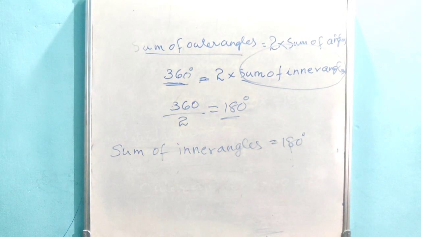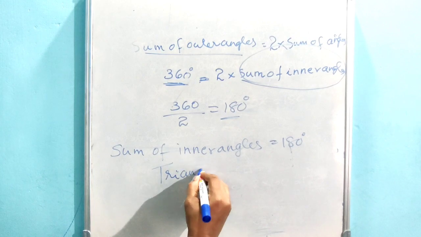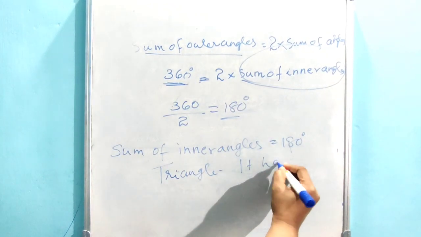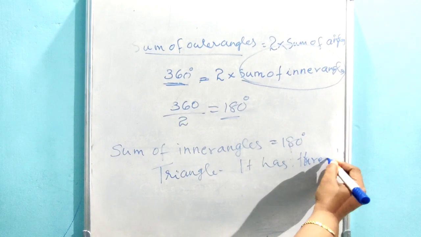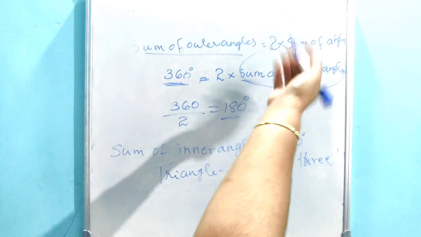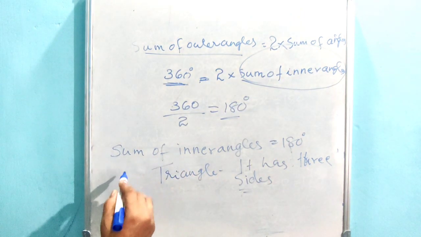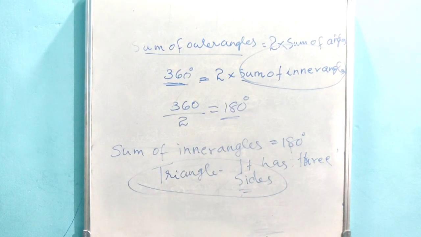Then how many sides does it have? If the sum of angles of a polygon is 180, what type of polygon is it? Yes, it is a triangle. Triangle means it has 3 sides, right? So, if the sum of outer angles is equal to 2 times the sum of inner angles, then it will be a triangle. That means it has 3 sides. Okay, that is the first part of this question.